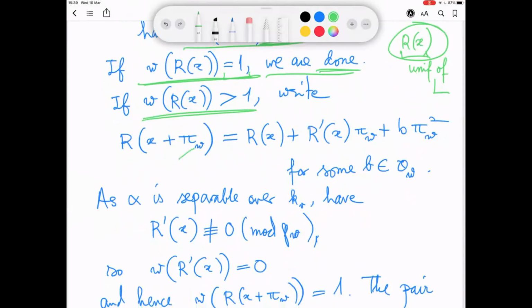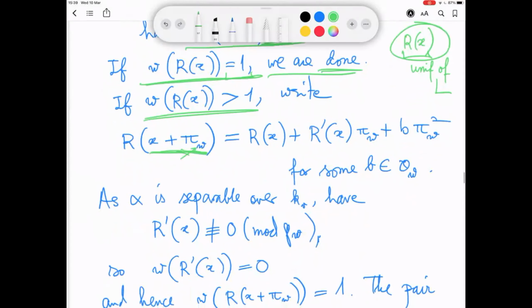Then I take an arbitrary uniformizer pi_W and I replace X by X plus pi_W. Because X plus pi_W bar is of course going to be equal to X bar, or congruent if you wish, to alpha mod P_W, right? So X plus pi_W is another lift of alpha.